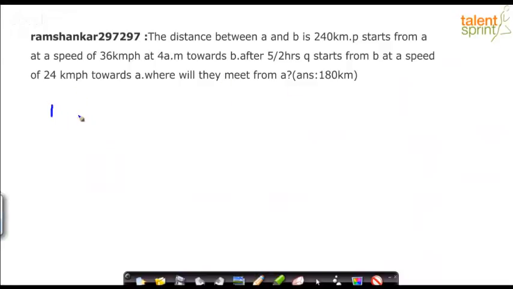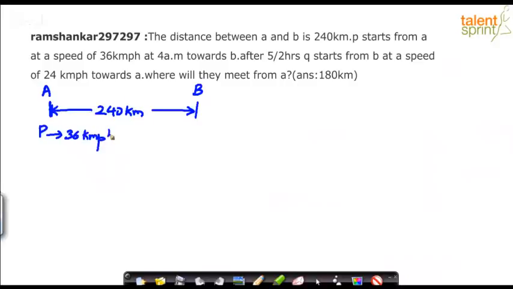Distance between A and B is 240 kilometers, right? So this is the distance, 240 kilometers between A and B. This is point A, and here is point B. Now P starts from A at a speed of 36 kilometers per hour, at 4 a.m., towards B.